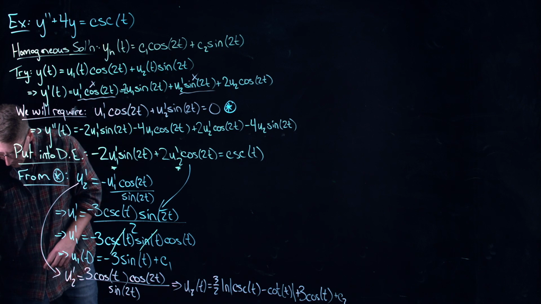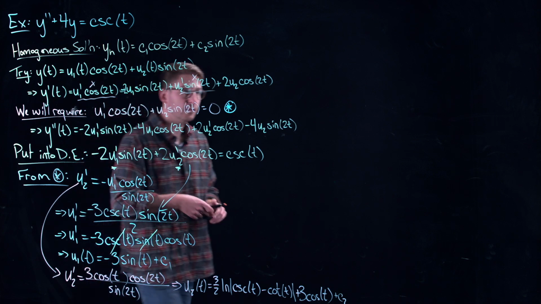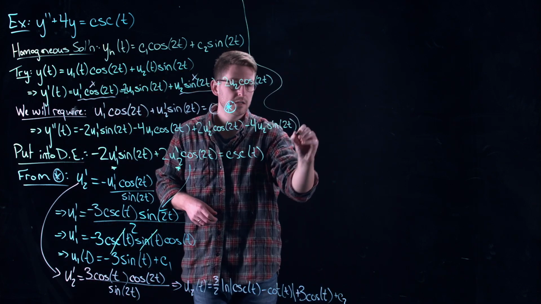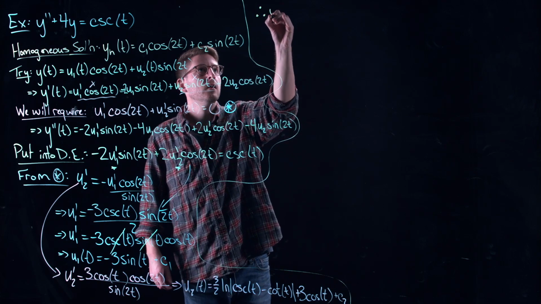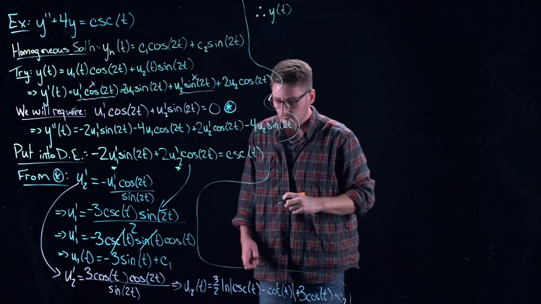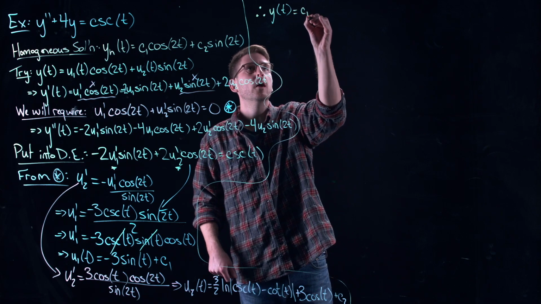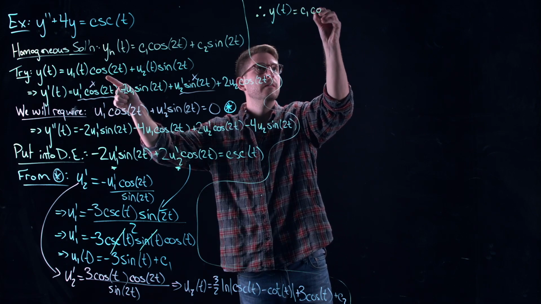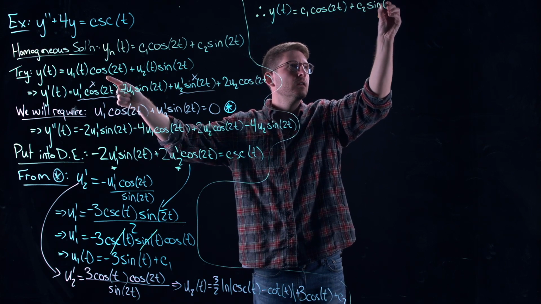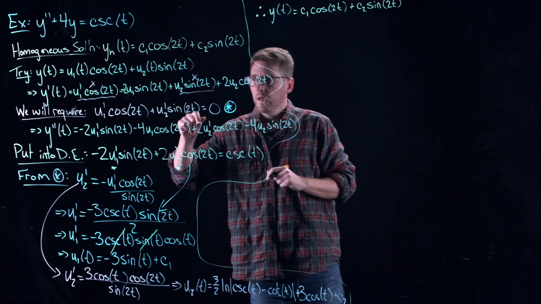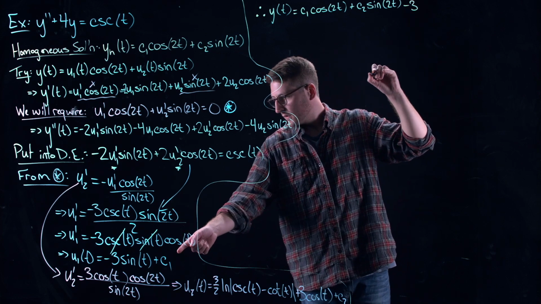And what all of that means is you can take it all and put it back into the differential equation. So let's do this. And so therefore, your solution to your differential equation, let's put the homogeneous part first. It's coming from the c1 and the c2 here. So this is c1 cos of 2t plus c2 sine of 2t. And then we have the rest of this. So minus 3 cos of t.